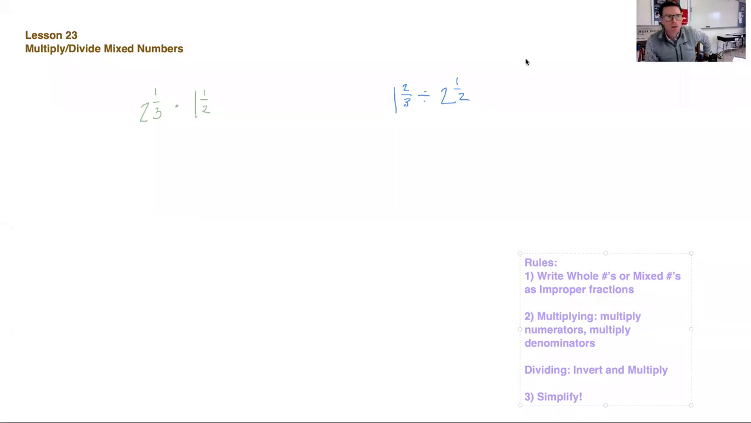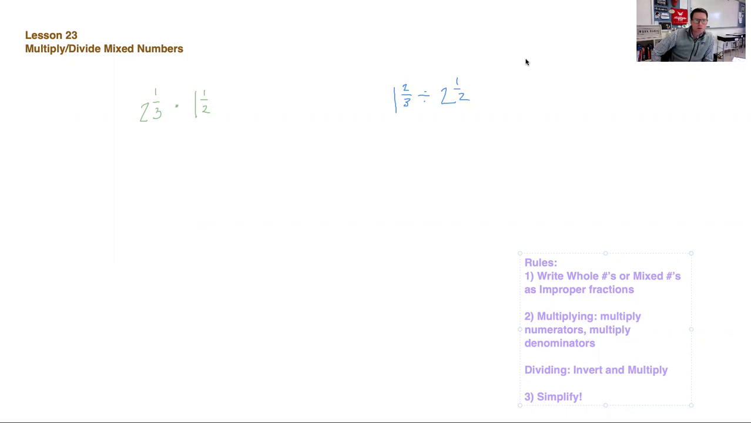All right, got lesson 23 here. We are multiplying and dividing mixed numbers. So I told you guys earlier in the year that mixed numbers weren't all that great or all that cracked up to be. And this is another reason why.